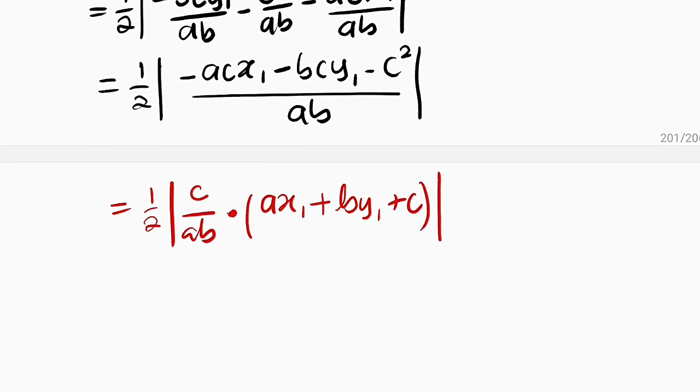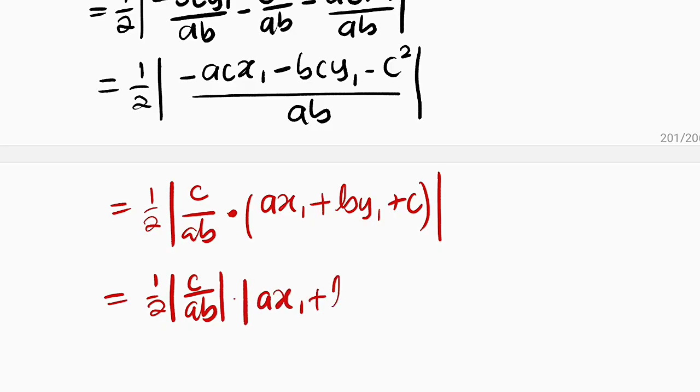And remember, absolute value of the product is the same thing as product of the absolute value. So I can bring this one outside. So I have 1 over 2 multiplied by the absolute value of c divided by ab, multiplied by the absolute value of ax1 plus by1 plus c. So this is the area. Let me call this equation number 1.